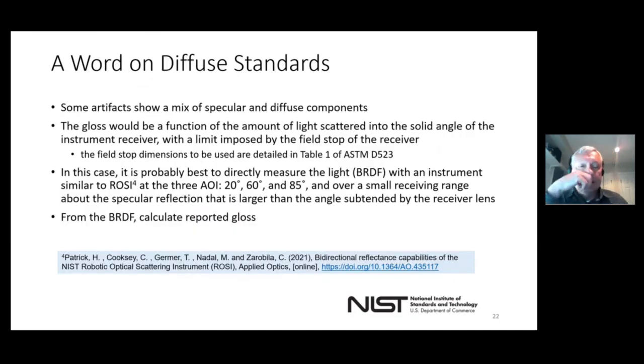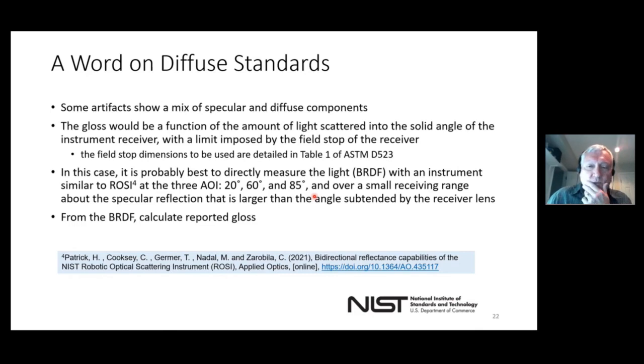So just a quick word on diffuse standards. Some show a mix of specular and diffuse, and in this case, the reported gloss would be a function of the amount of light scattered into the solid angle of the receiver, and also a function of the field stop in the receiver, as a scale shown earlier. There are dimensions for the field stop given in ASTM D523 and also in ISO 2813. But I think the measurement is very tricky and perhaps not well defined in the various standards.